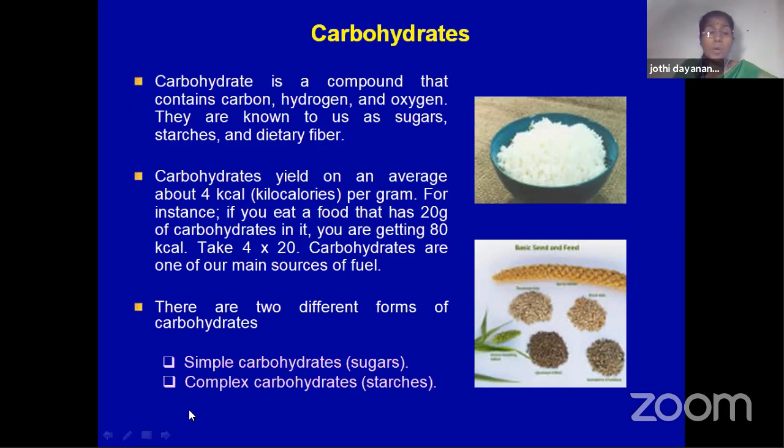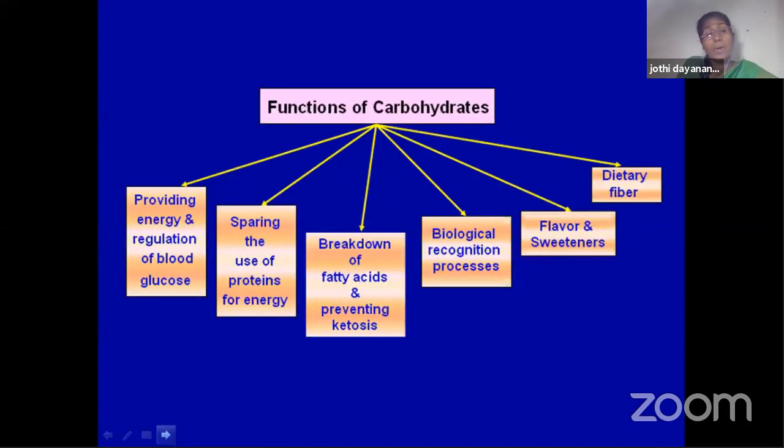If it is a small child, it's gone. If it's a sportsman, they will digest it immediately and energy is released. Otherwise, for people who cannot digest sugar at all, it will float in their bloodstream. That is why we advise them to go for complex carbohydrate. Basically, the functions of carbohydrate are to provide energy and regulate blood sugar. It helps you use protein sparingly for energy.